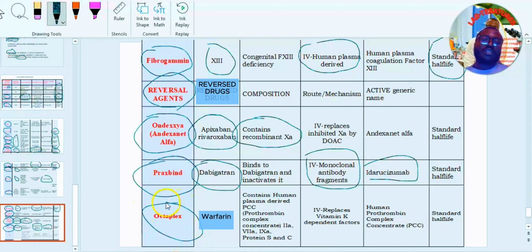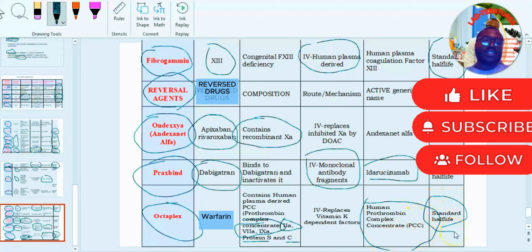We have Octaplex. Octaplex is common. You know it as a prothrombin complex concentrate, which contains the prothrombin factors. I've mentioned previously that factor 2, factor 7, 9, and 10 are prothrombin factors. Also protein S and protein C are part of the prothrombin group of factors. So if you take any of these anticoagulants, you can reverse with Octaplex, and it is human prothrombin complex concentrate. Don't forget it, and it's a standard dose. So that is what Octaplex does.